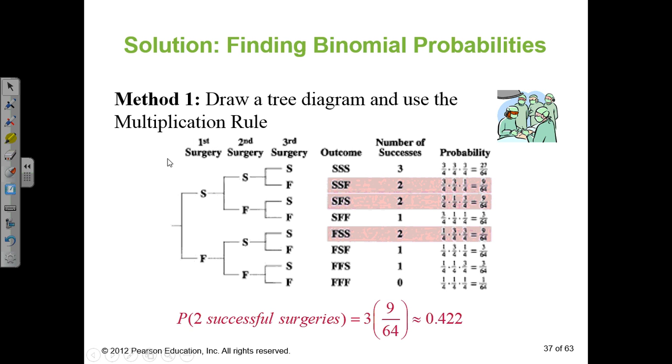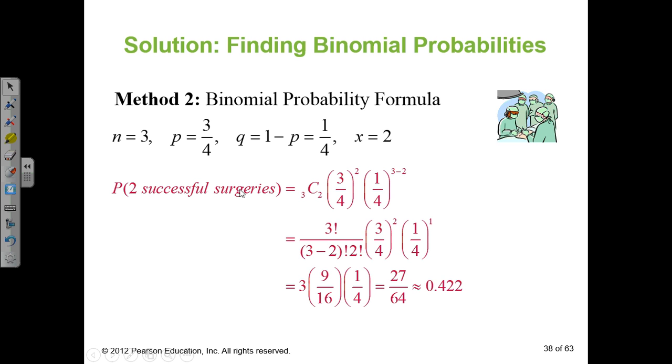For example, we could do this by drawing a tree and using the multiplication rule, but this is only helpful for very, very small problems, so we're just going to skip over this completely. Now, in our case, n is 3, p is 75% or 3/4, q is 1 minus p, which is 1/4, and x, the number of successes we're looking for out of these 3 surgeries, is 2. So we're looking for C(3,2) times (3/4) squared times (1/4) to the 3 minus 2, which is 1.